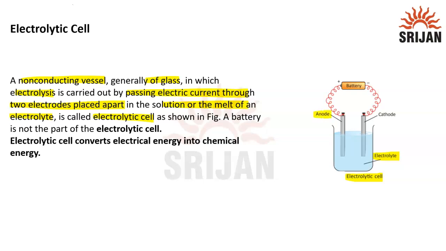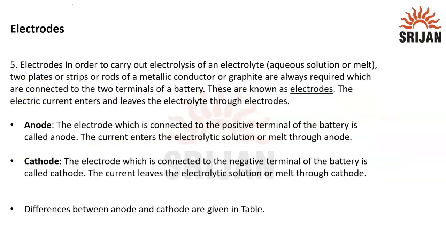Here we have two electrodes, anode and cathode, which are connected with the battery. Anode is connected with the positive terminal, whereas cathode is connected with the negative terminal. This battery is not part of the electrolytic cell, as we are able to see. So the electrolytic cell converts electrical energy into chemical energy.